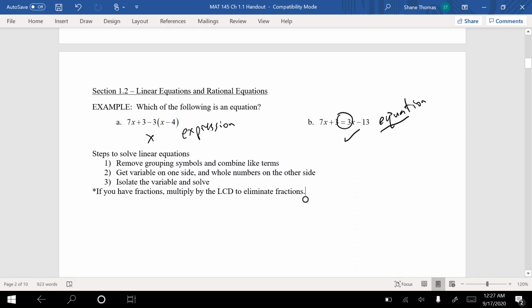Alright, so if we're going to solve linear equations, we have a few steps here. Just want to highlight these, make sure you write these down. The steps to solve linear equations, I paraphrase these. This is about a 7-step process, but I paraphrased to make it easier for us because it's review.